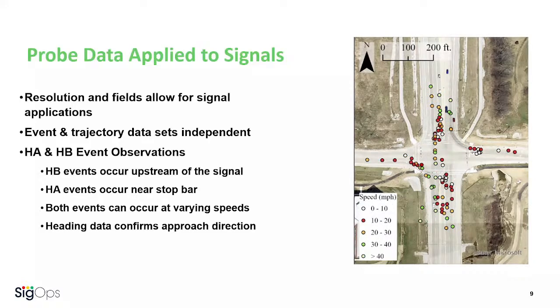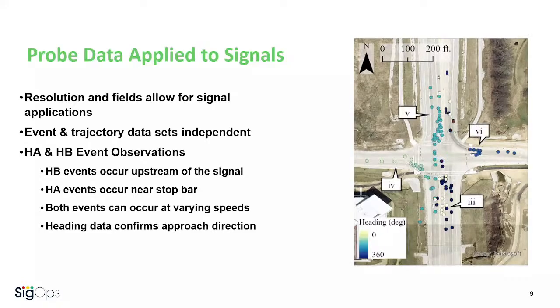Looking at the speeds, we can see that those events don't depend on speed; you could brake hard from 40 miles an hour or from 10 miles an hour. You could also do the same with acceleration. We see that across the board. And then looking at the heading data, that starts to become beneficial. You can start to pick out the lanes, and this just confirms what you would expect, but there are a couple of spots where the parking space width or so of accuracy for the GPS is slightly off, and so that heading data starts to get beneficial to confirm your lane, your direction, and your movement through the intersection.